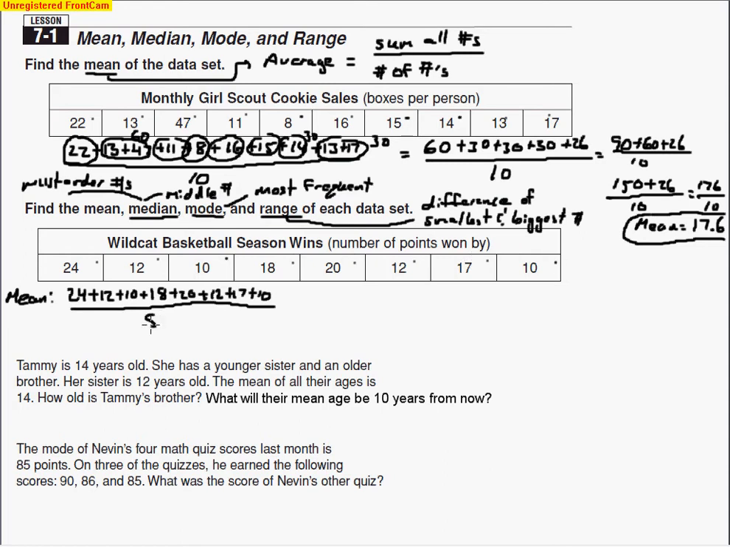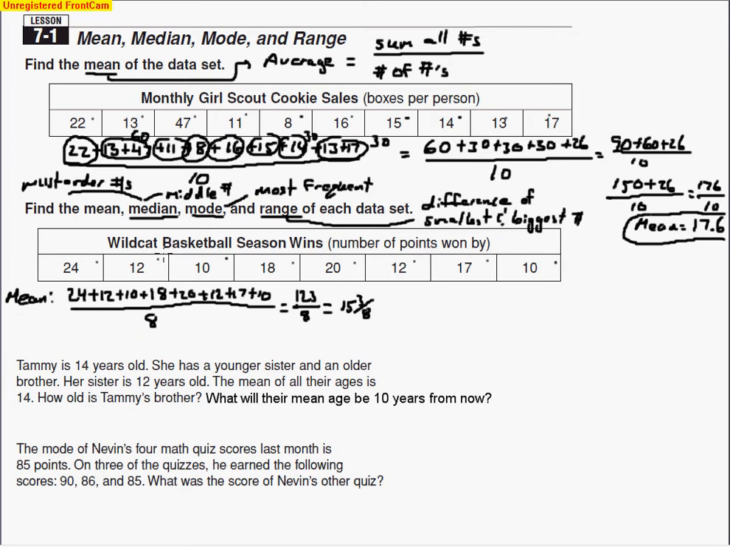So when we go ahead and add up all those numbers, we end up with a total of 123. And so we have 123, and we're dividing by 8. And when we do the work there, we end up with 15.375, or 15 3/8. And so that is our mean.